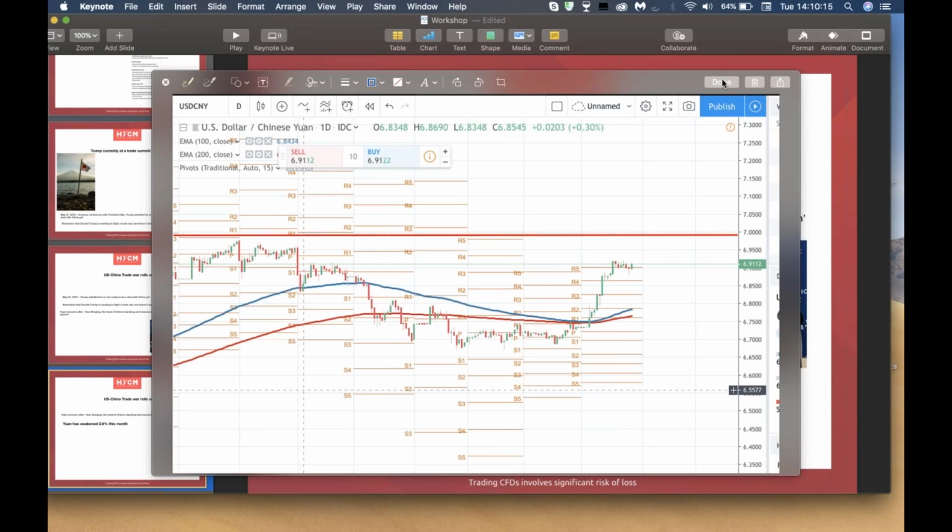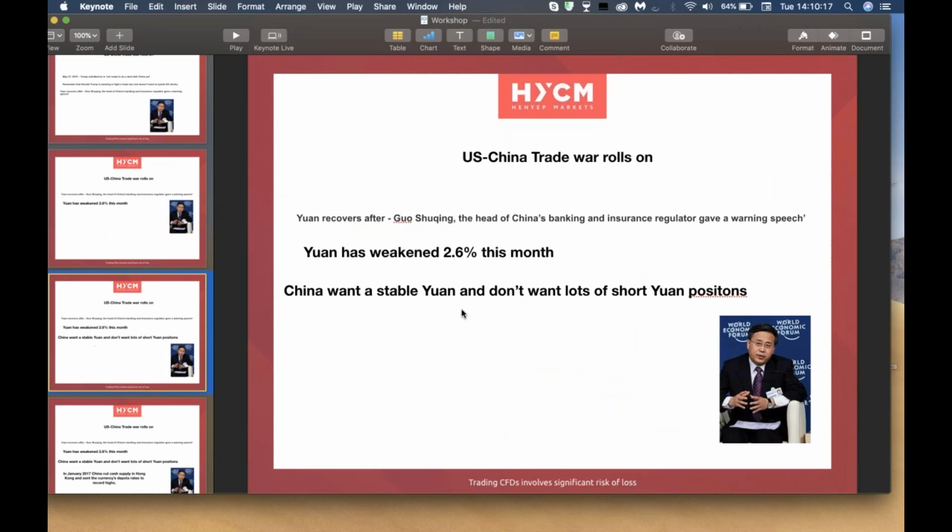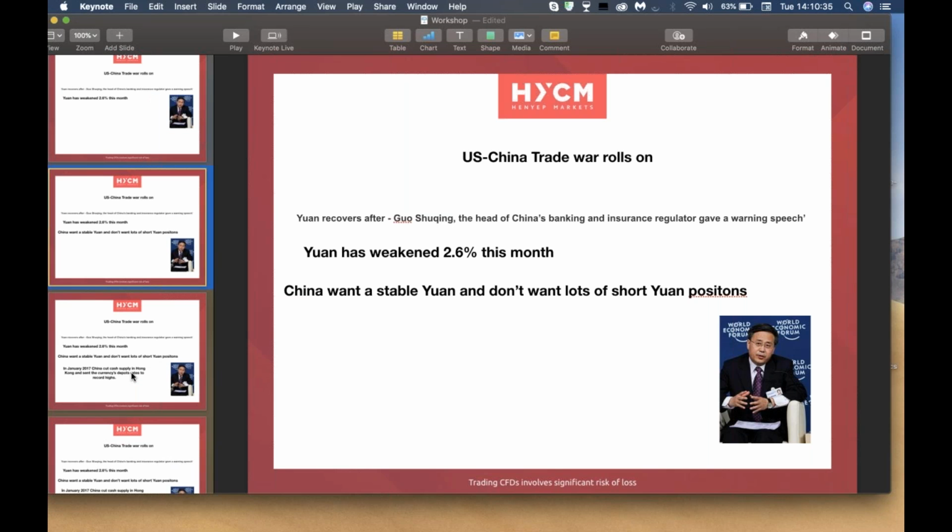Now, I just wanted to remind ourselves that China wants a stable yuan. They don't want lots of short yuan positions. They want to have a stable currency, and they see it as a very limited benefit for their exporters by having a weak yuan. So they're not thinking, oh, this is going to be really helping us with the trade war at all. They much prefer a stable currency because it puts them on the map as a superpower, a global power, one that doesn't have huge movements in the currency.